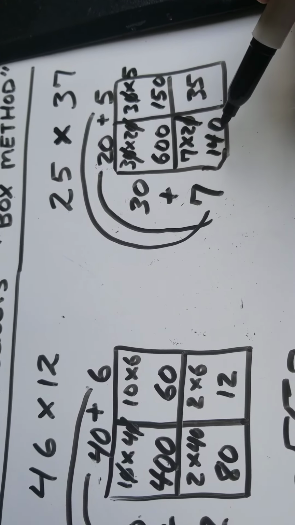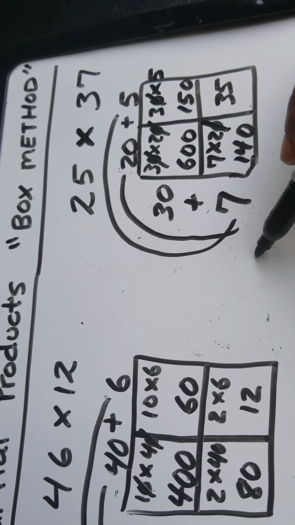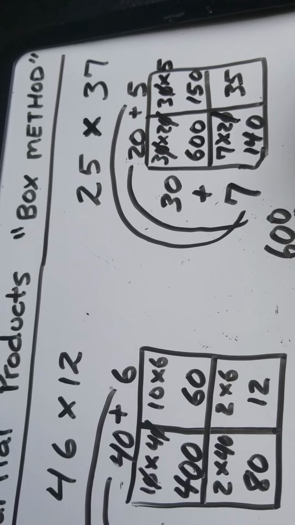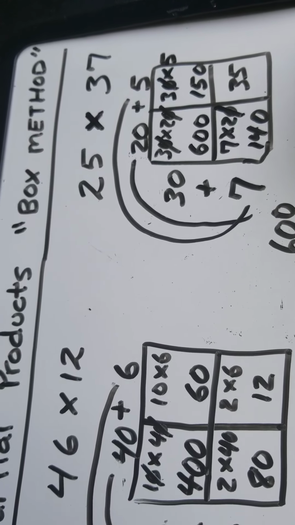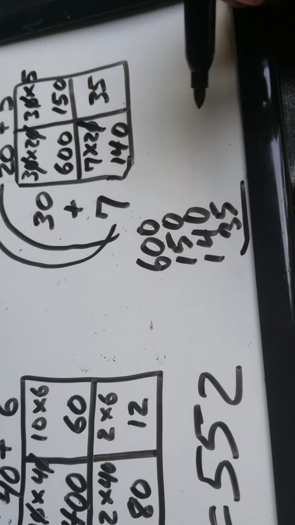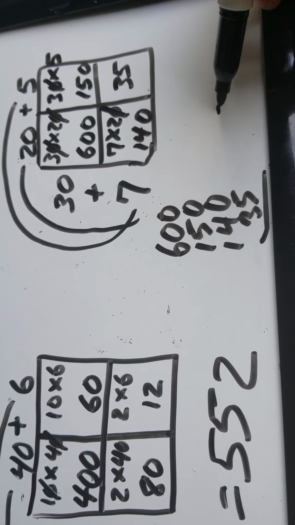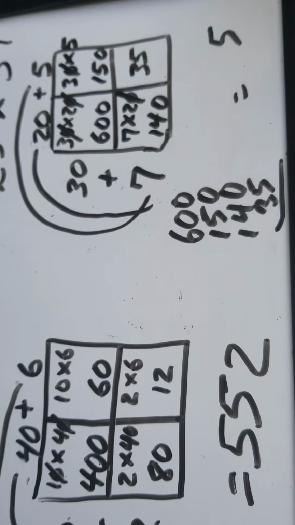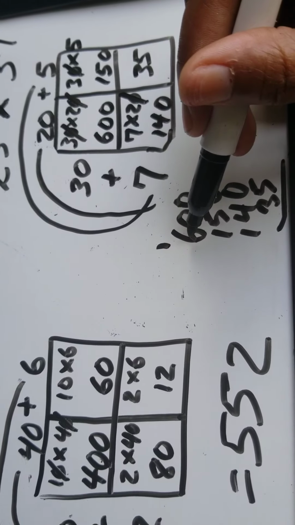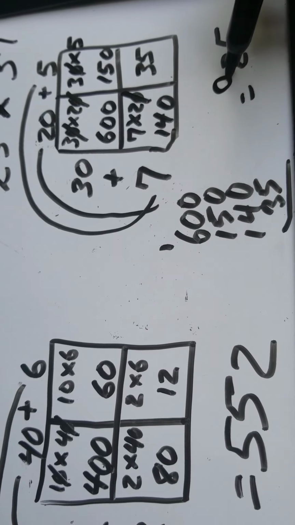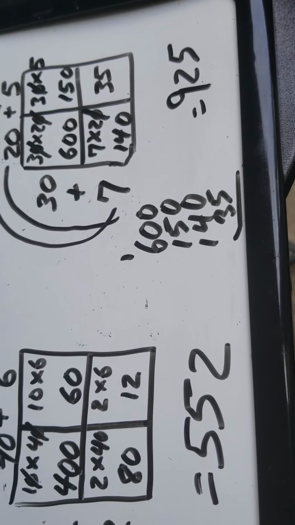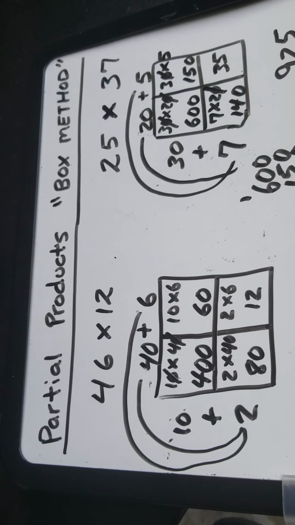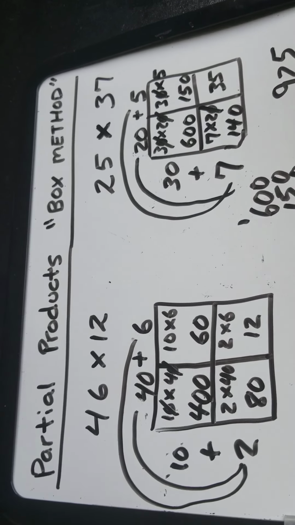These are called your partial products. We're going to add them. 600 plus 150, plus 140, plus 35. Your answer will be 925. This is what you call partial products, aka the box method.